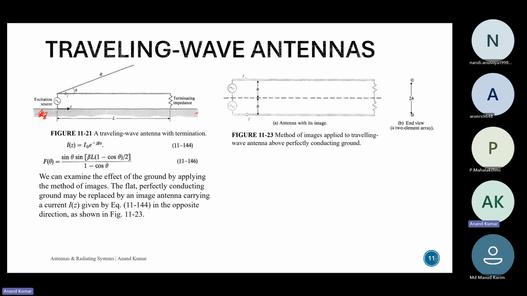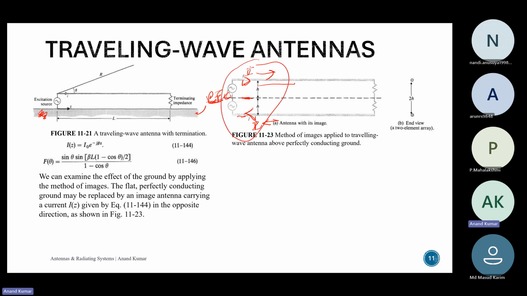So to consider the effects of the ground, we will use the image theory. In this case, we have removed the ground, and now we have included the image of the antenna over here. For PECs, if we have the current flowing in this direction, the direction of the current will get reversed in the image. So if this was the direction of the current over here, the direction of the current in the image is the opposite.